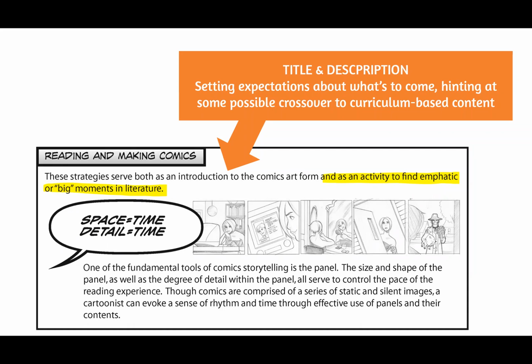We know there's always deeper levels to get into beyond a simple sentence, but at least getting people to understand what's going to happen, I think, eliminates any ambiguity or anxiety. But also something I like to do, and we're going to dig at this more later, is hint at possible crossover to curriculum-based content, especially when I'm working with hosting organizations that teach a variety of disciplines.